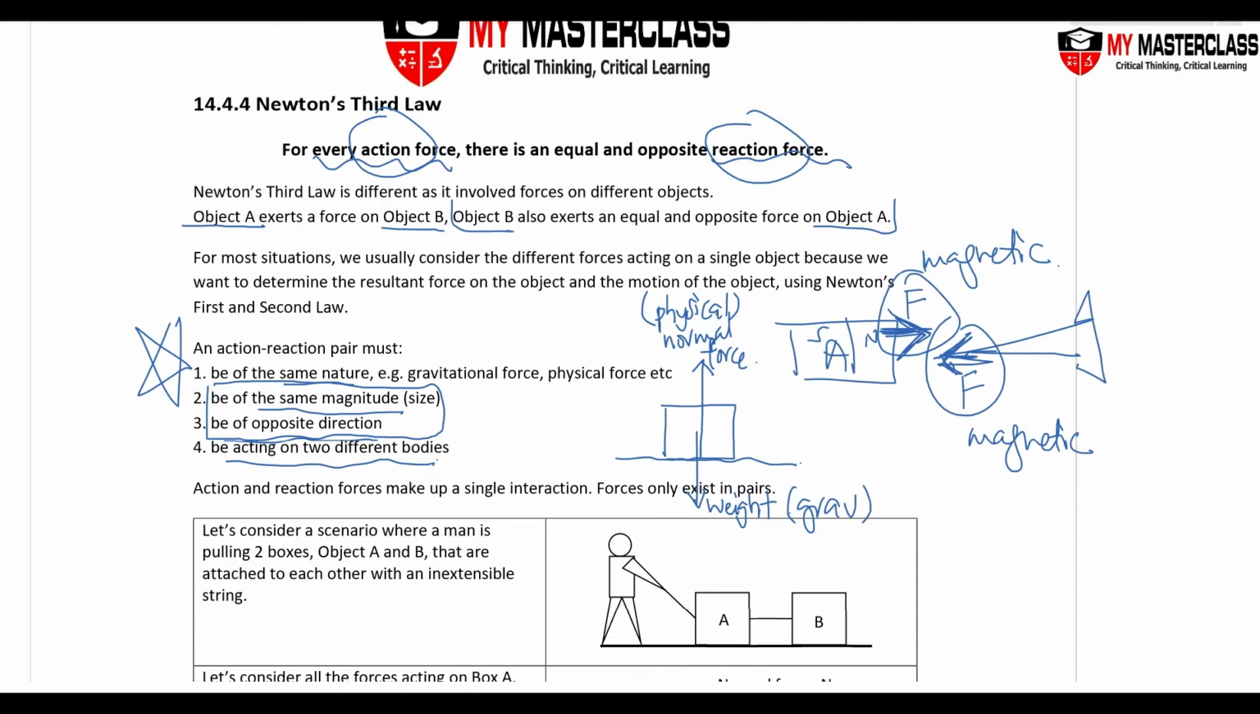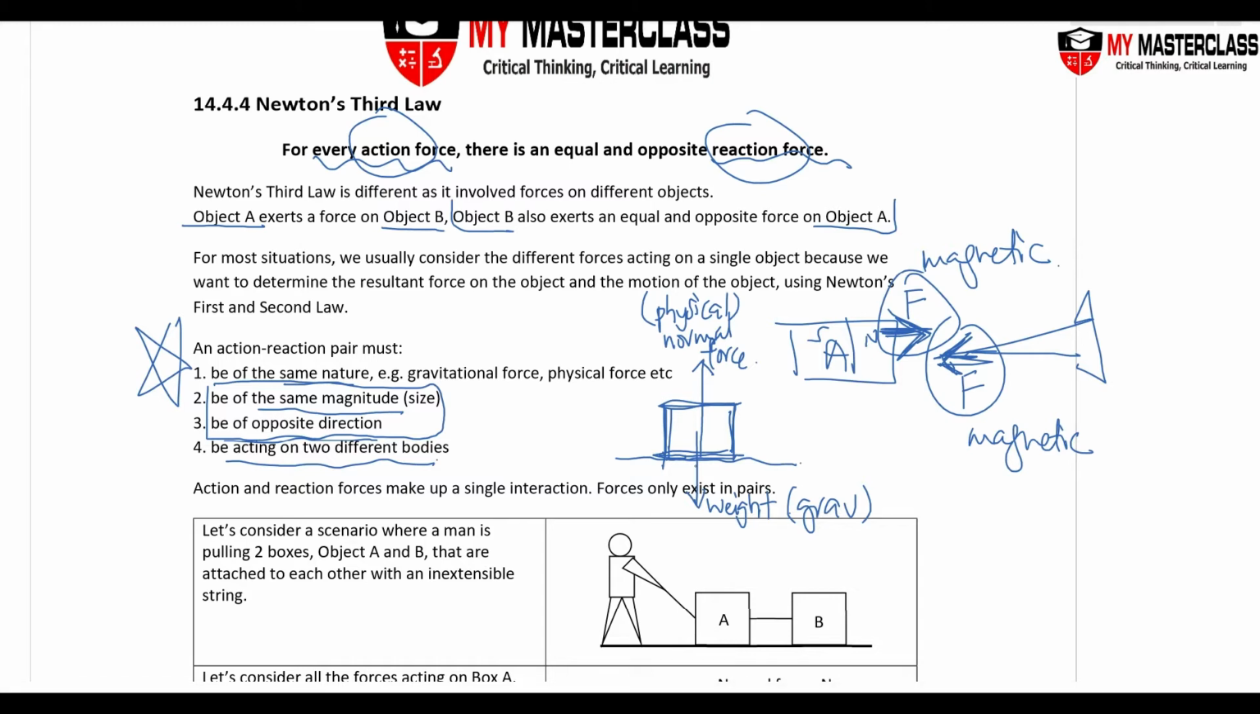Criterion 2, they are of the same magnitude. Yes. They are in opposite directions. Yes. So criteria 2 and 3 they fulfill. Criterion 4, they are acting on the same body. Both the normal force and the weight act on this box. They are not acting on two different bodies. So the normal force and the weight are not an action-reaction pair. I stress that the first level of Newton's third law that you must know is to use these four criteria and determine on your own whether the two forces given to you are a pair or not.